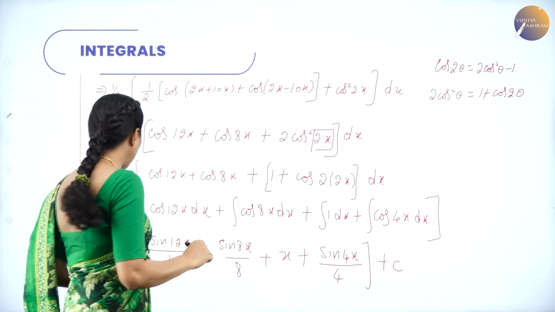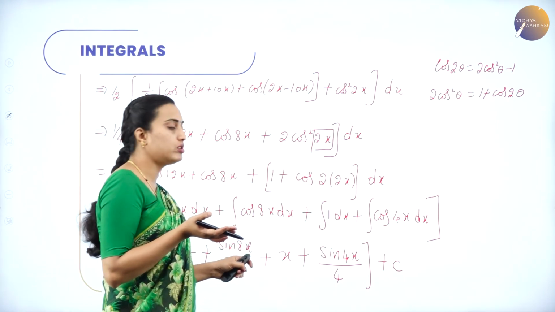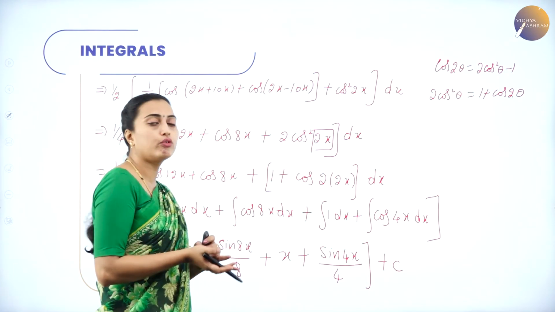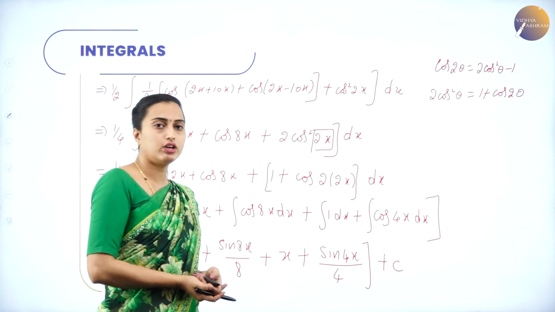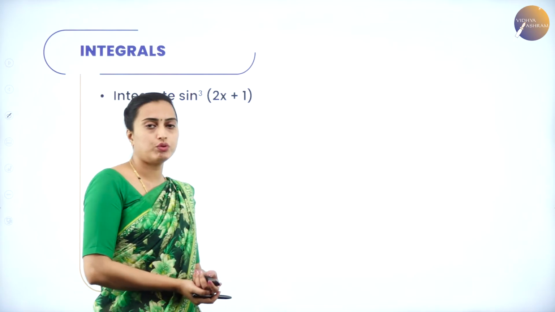If you want, you can multiply 1 by 4 inside. So 12 4s are 48, 8 4s are 32, plus 1 by 4 into x, and 4 4s are 16. That's it, and this is the final answer you are getting. Now, we'll be moving on to the next question, dears, what they have asked.